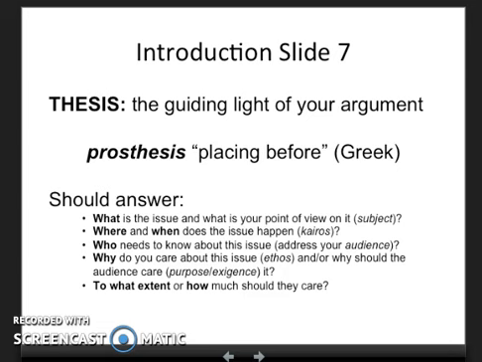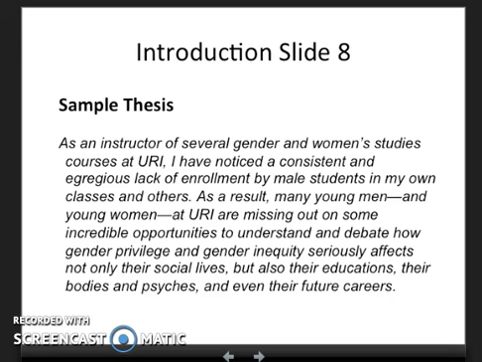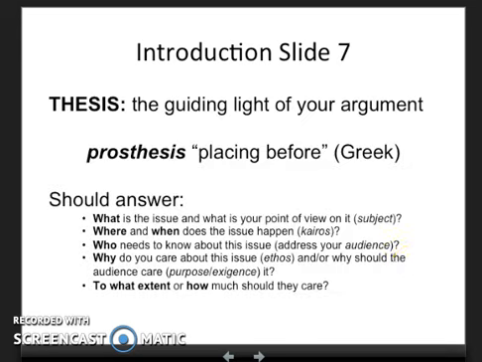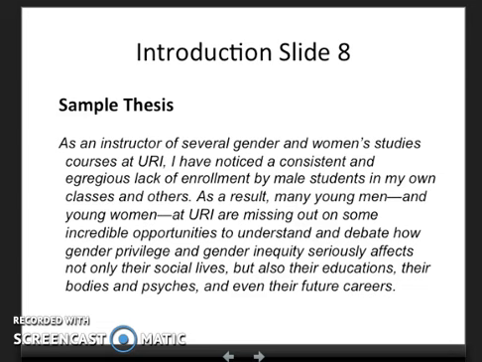So yes, that's a lot, but thesis statements can be one to two sentences, but they must be spoken sometime in your introduction, during your introduction slides. Here's a sample thesis that answers all of these questions.